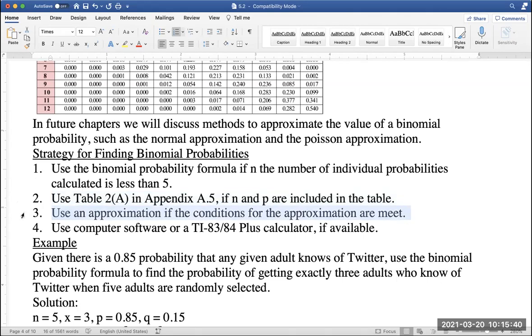If you're not able to look in the table and if there are too many calculations to do, then you can use an approximation if the approximations are applicable. There'll be some conditions, obviously, we haven't looked at them yet, and you have to check if those conditions hold up. Otherwise, you would use some sort of technology. So, let's do the following.